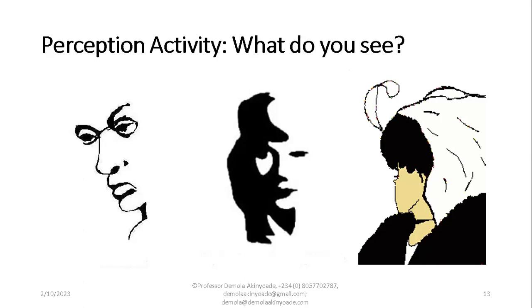Now, in conflict, these are the kind of things we see. People experience the same thing and they give it different interpretations. People look at what the other party is doing or saying and they give it entirely different interpretations than what the party is giving to it. That is why it is important we work on people's perception.